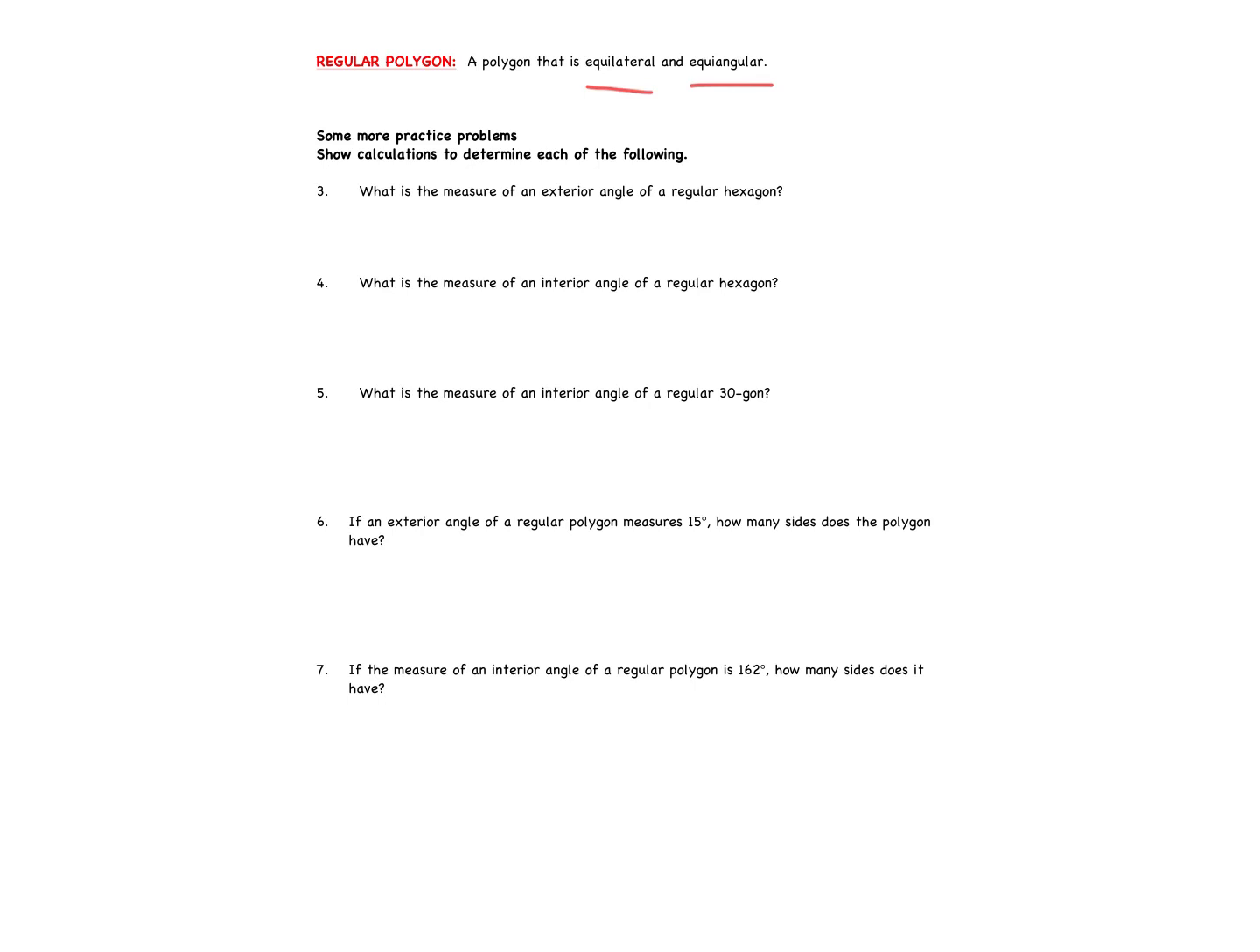Okay, so let's take a look at some practice problems here where we're going to use a combination of the things we've learned: interior angle sum, exterior angle sum, the fact that it's regular. So over here, we are finding the measure of an exterior angle of a regular hexagon.